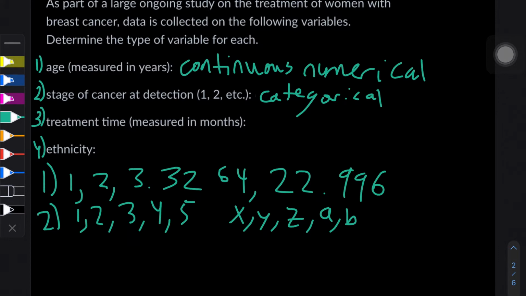Okay, so the third one, treatment time measured in months. Obviously, that's going to be 1, 2, 3, 4, 5. And so if they're just measuring in months, that means you can have 1 month, 2 months, 3 months, 4 months, 5 months, 6 months, and it'll just keep going, right? So that one is going to be discrete numerical.